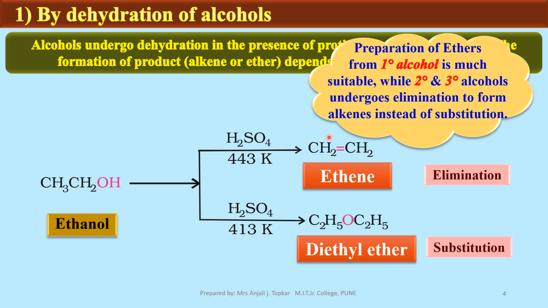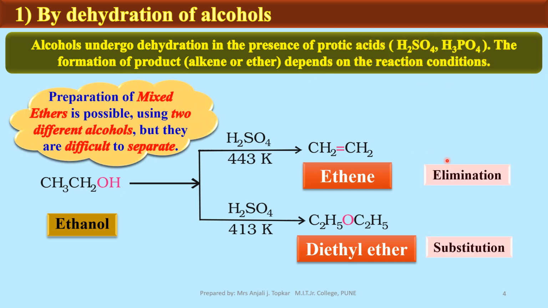Preparation of ethers from primary alcohols is much suitable, while from secondary and tertiary alcohols it undergoes elimination to form alkenes instead of substitution. Preparation of mixed ether is possible using 2 different alcohols, but they are difficult to separate.